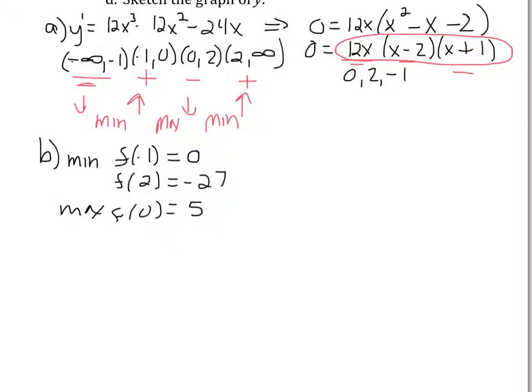So we know that if we want to know whether the graph is concave up or concave down, we need to do the second derivative. So I'm going to go ahead and do the second derivative here. We're going to have 36x squared minus 24x minus 24. And I notice that I can factor a 12 out of that.